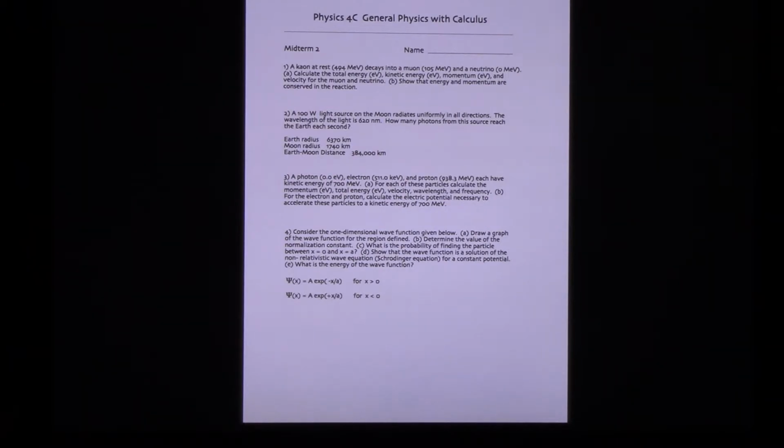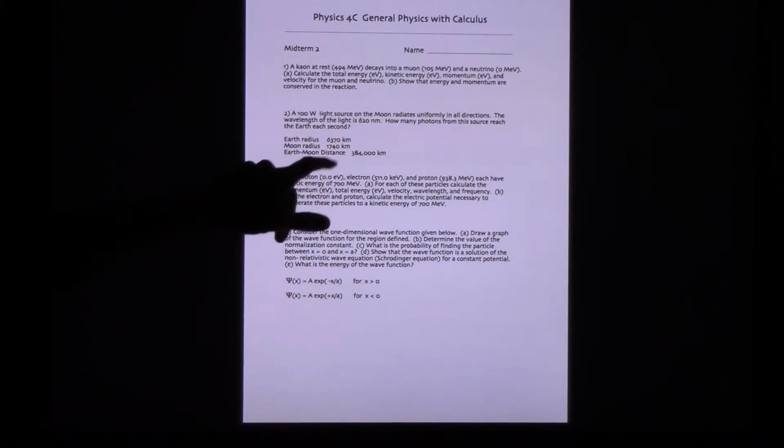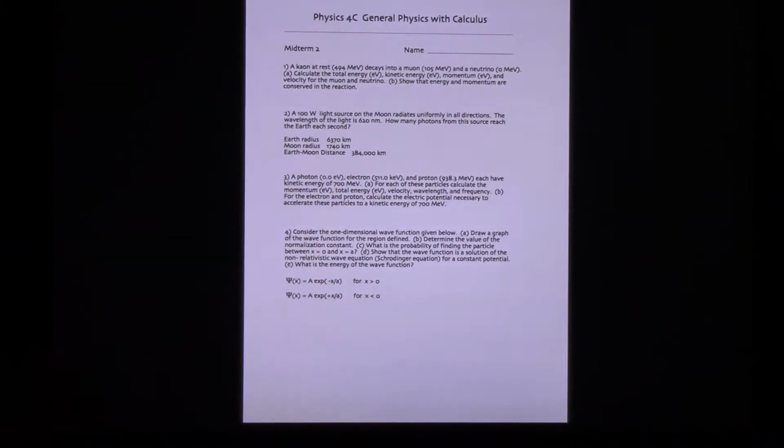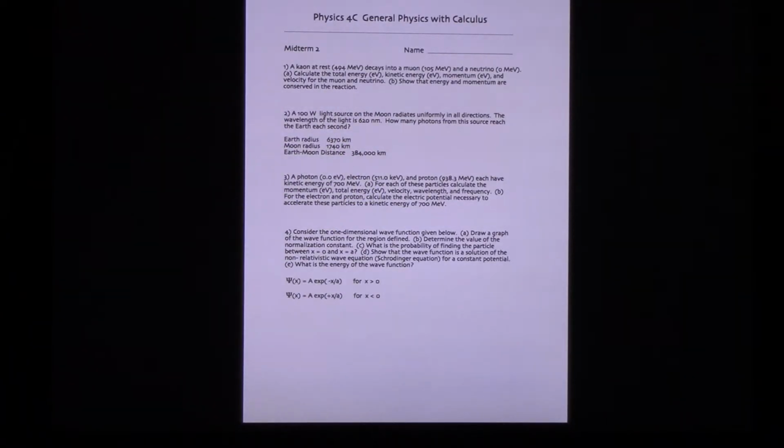Problem two says this. Now, it's worded a little funny, so let's ask what this means. If we had a 100-watt light source, and it says the wavelength of the light is 620 nanometers, so it's not an incandescent bulb, it's not radiating across the spectrum, it's 100 watts, but it's really just generating photons all with the same energy, all with the same wavelength to them, and it's located far, far away.